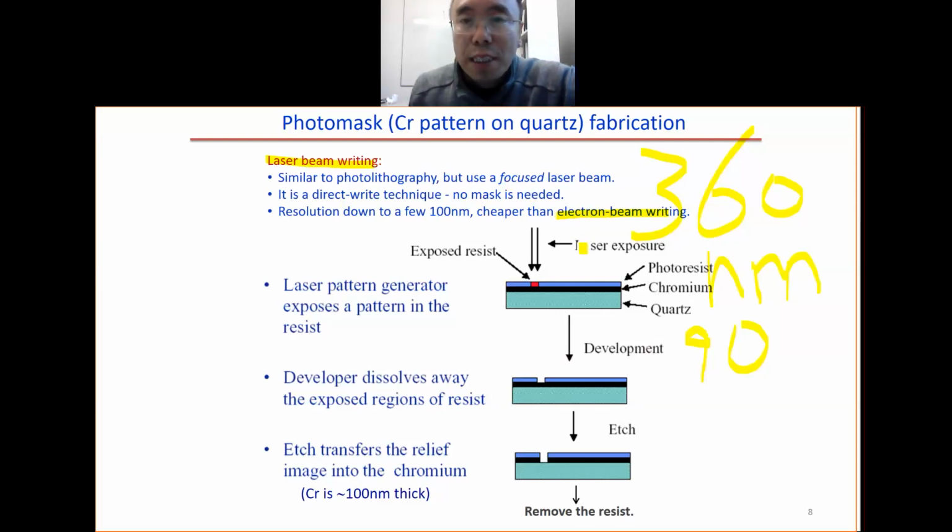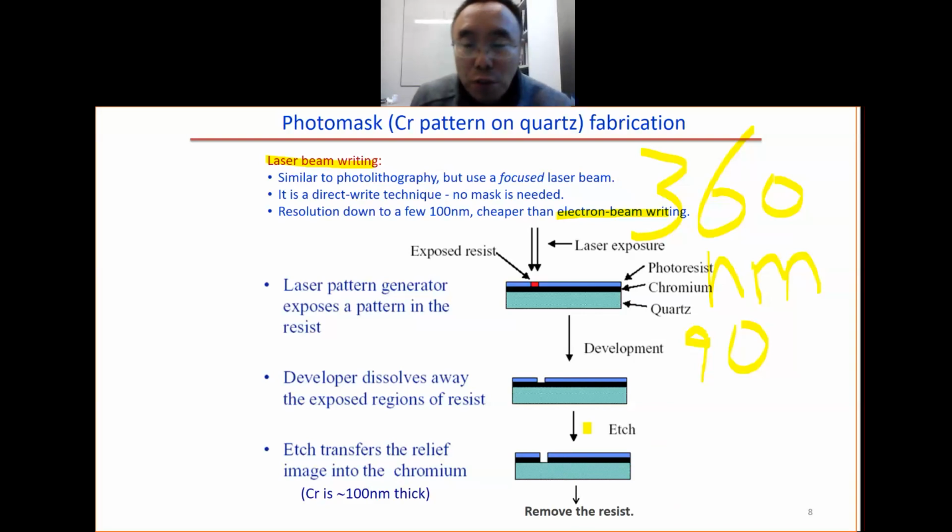So here the process is simple. First, you have the resist on chrome and on quartz. Then you use the laser beam. This focuses the laser beam to a few hundred nanometers. Then you do the exposure, you do the development. Then you use the resist as the mask to etch into the chrome. Finally, you can remove the resist to have the chrome mask. This is the way you make the photomask.